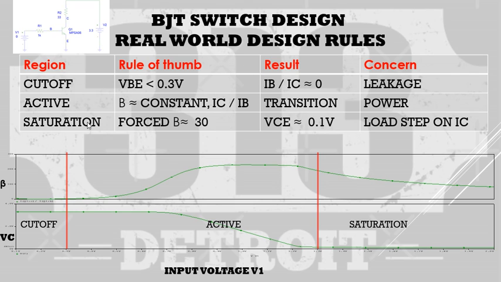If we're trying to saturate the part and we force beta, collector current divided by base current, equal to 30, we're going to force the collector emitter voltage, regardless whether you're between minus 40 degrees and 100 degrees, below 0.1 volts. And finally, in the active region, we're going to show that you want to transition through that region as fast as you possibly can to avoid switching losses.